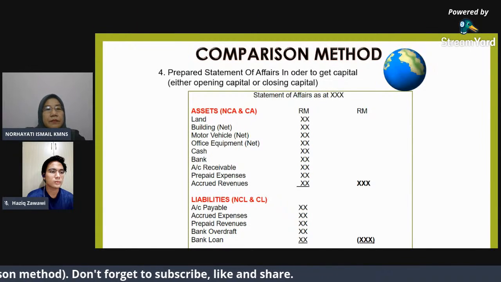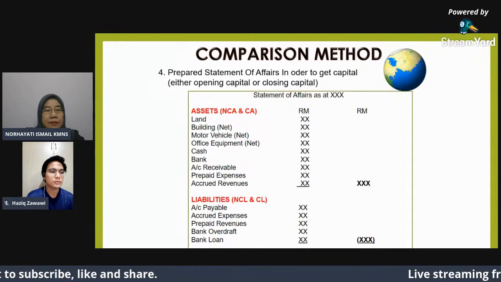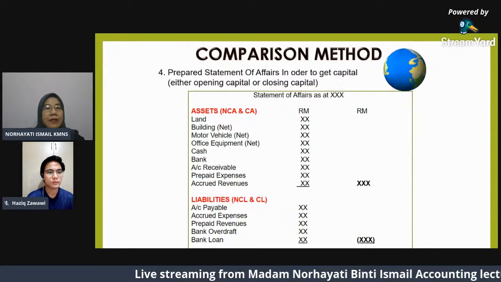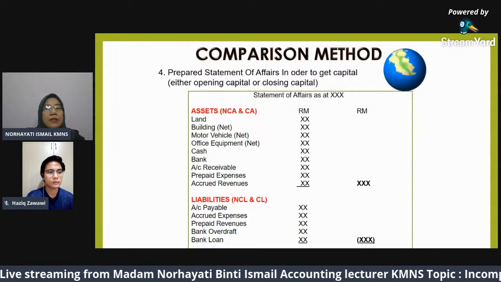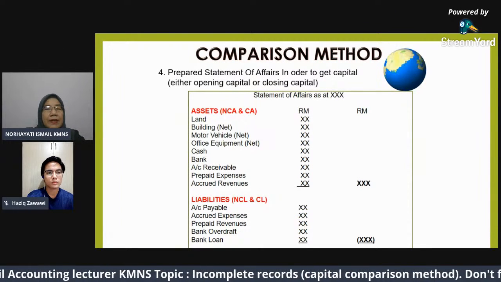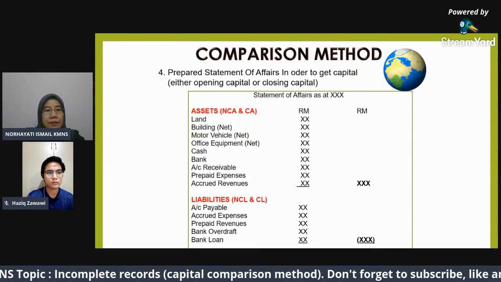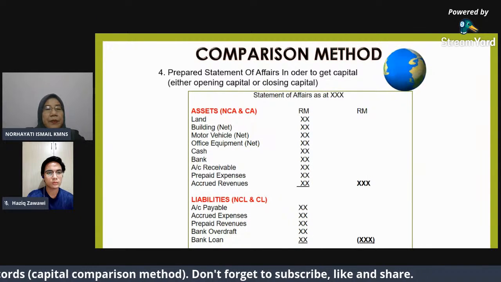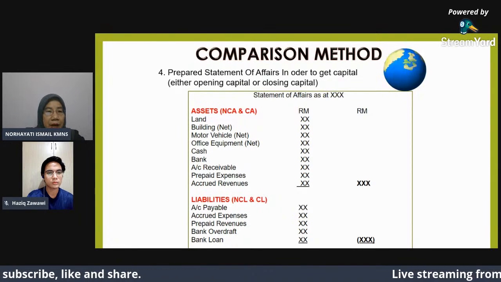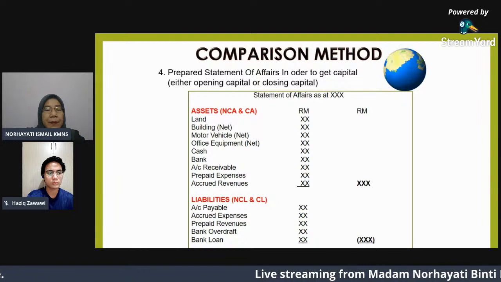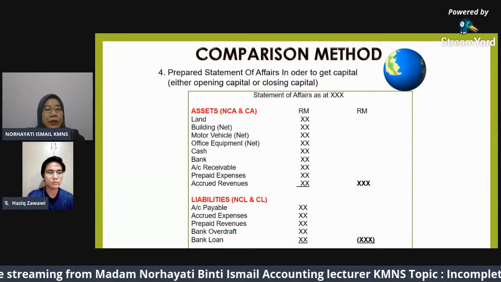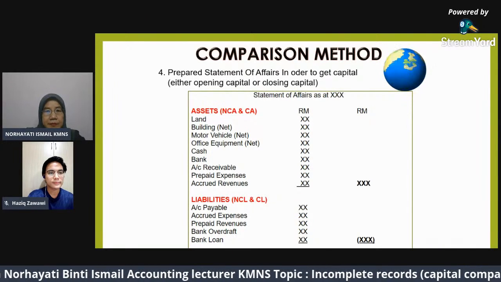Now, accounts payable means we purchase goods on credit. That is our liability to the supplier. Accrued expenses, for example, salaries payable. Prepaid revenue, in other words, we call unearned revenue. Then bank overdraft, bank loan, or, as you have learned, notes payable.